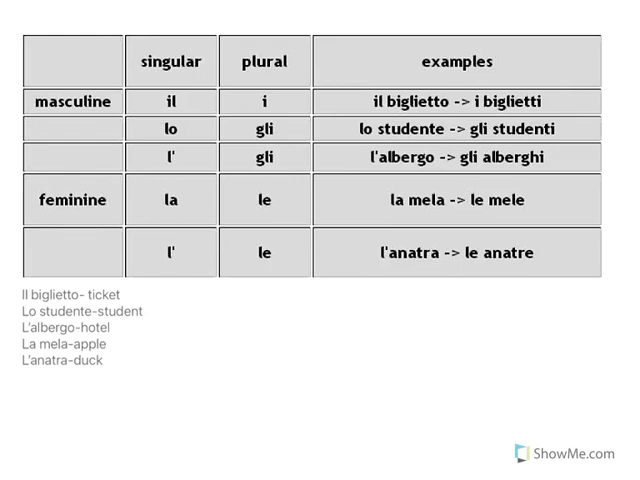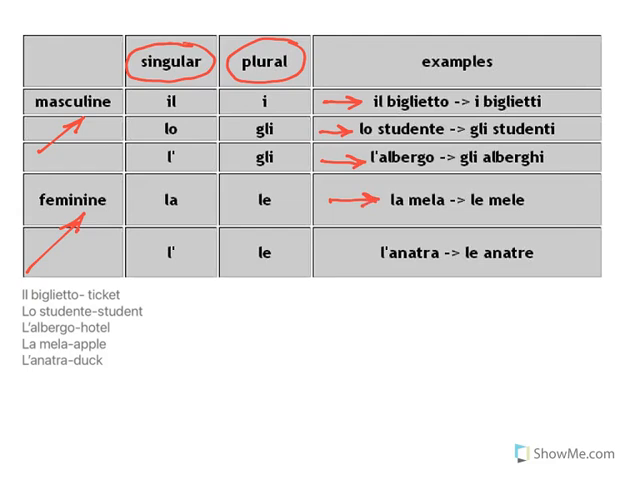So let's review here the pluralization and the articles. You have here the singular definite articles. You have here the plural definite articles for masculine and for feminine. You have here the ticket that becomes tickets. You have here student that becomes students. You have here hotel that becomes hotels. You have here the apple that becomes apples, and the duck that becomes ducks. Both the article and the word becomes plural. Okay?